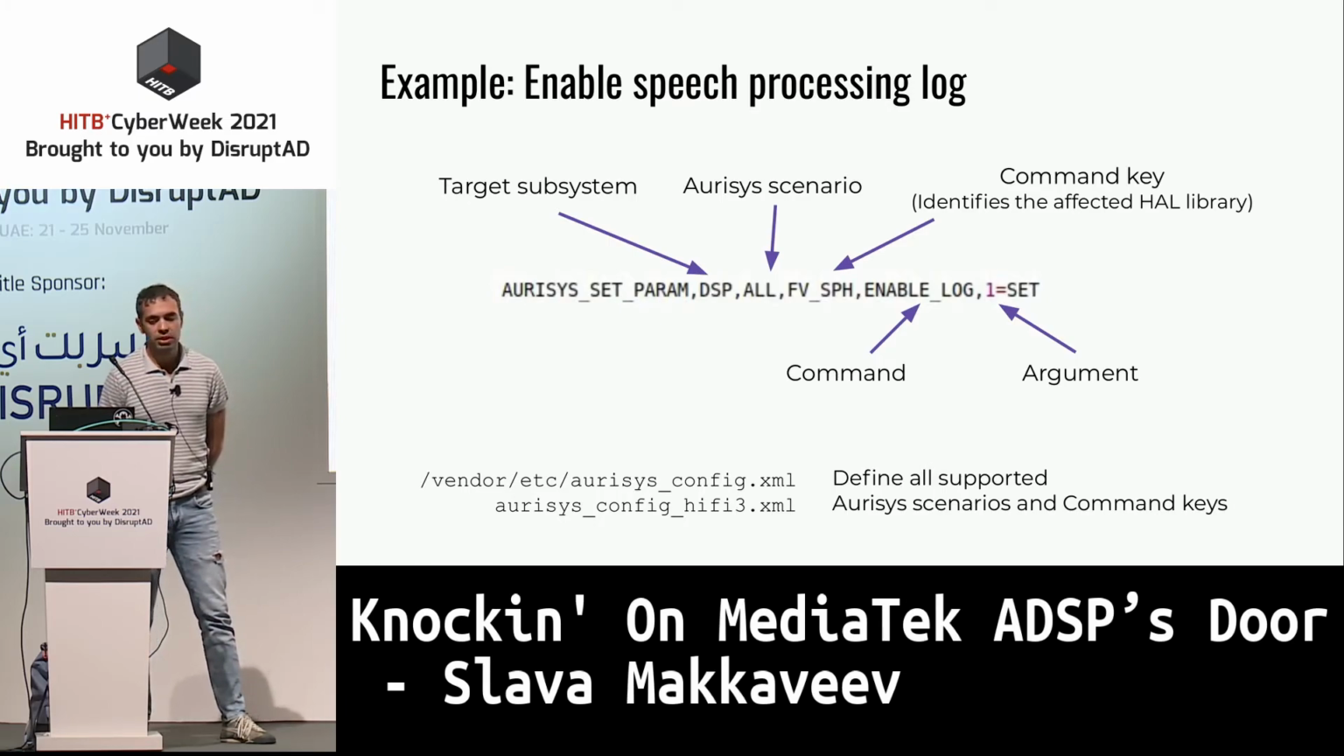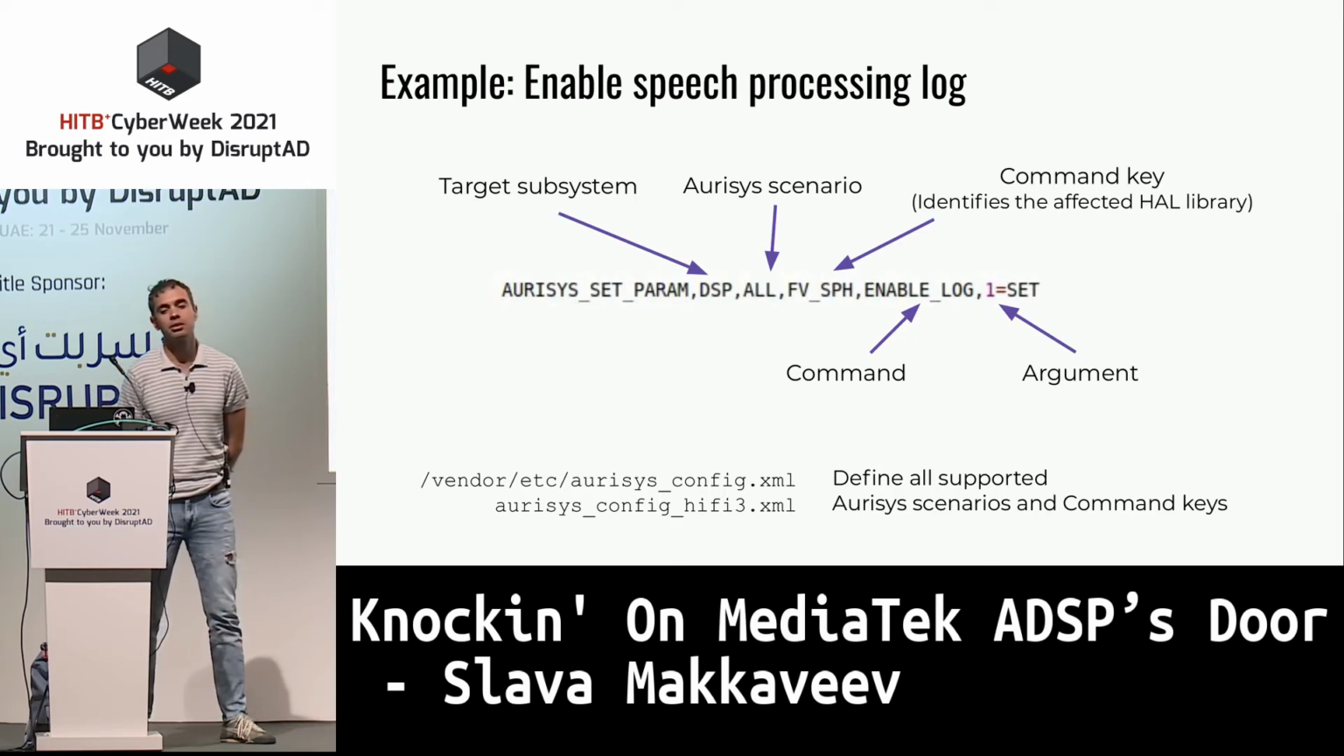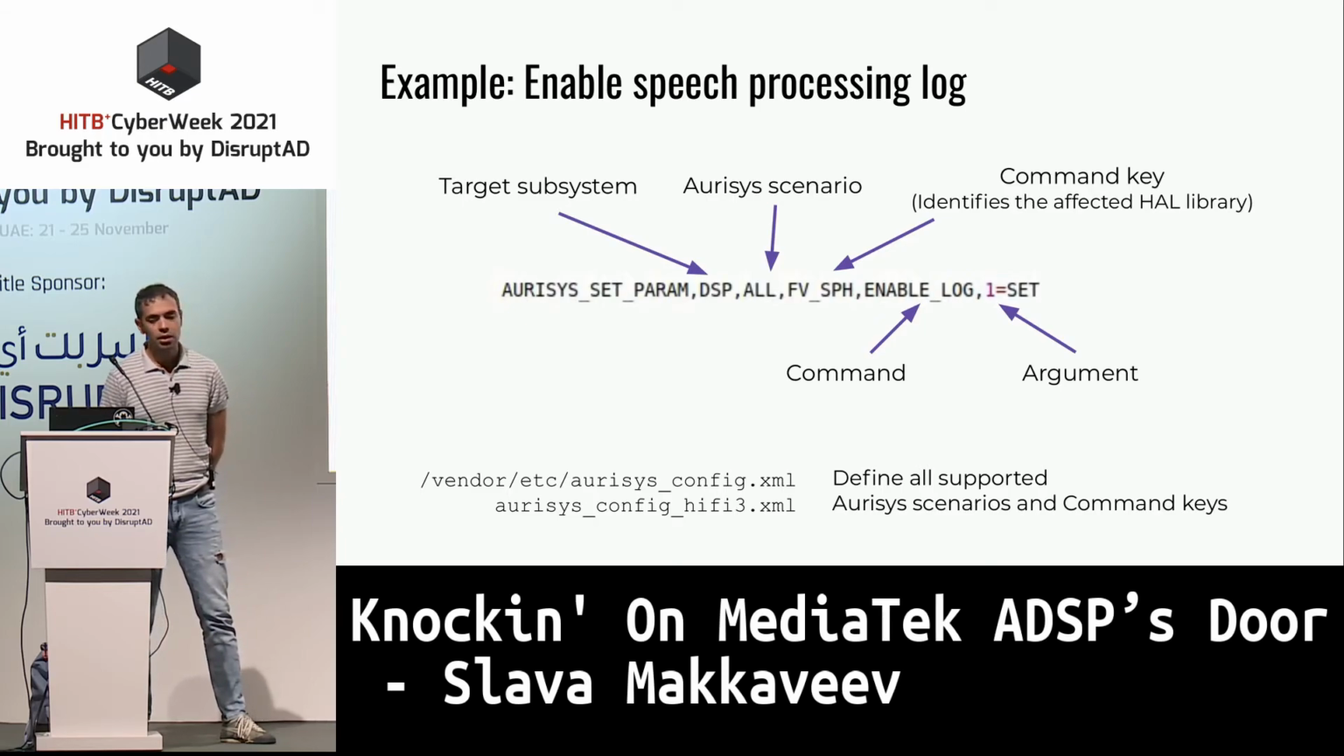So for example, an unprivileged Android application can switch on, enable the logging of speech processing information just by sending this parameter presented on the slide. The parameter string contains information about the target subsystem. It can be ADSP or HAL. It also contains ORISIS scenario and command keys that identify the affected library, and the command name and its argument. Actually, all ORISIS scenario and command keys we can find in the ORISIS config XML file located on the device.